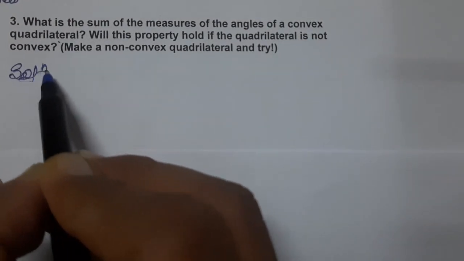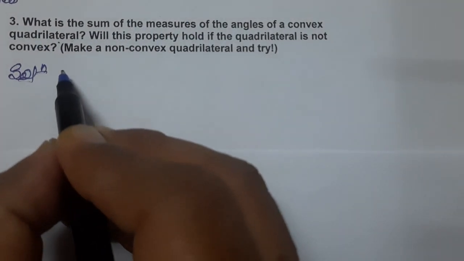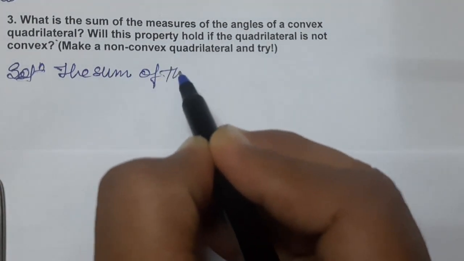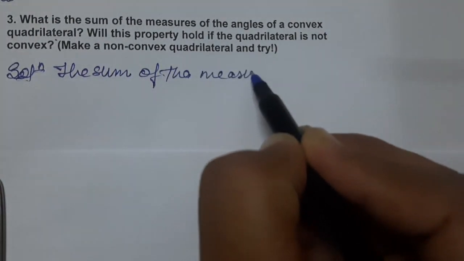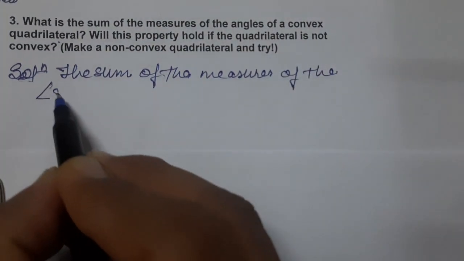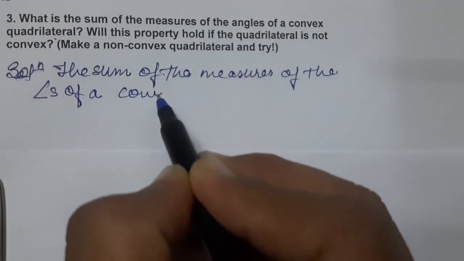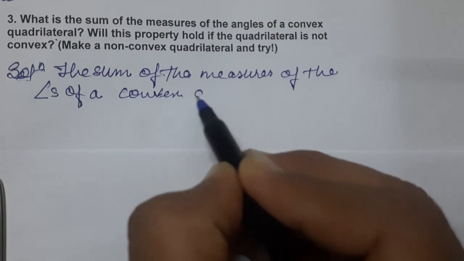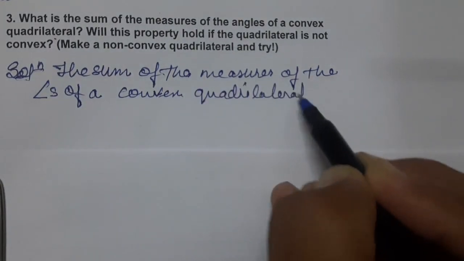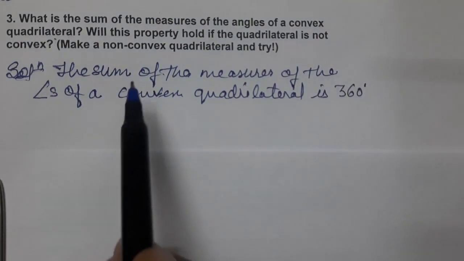Solution. What is the sum of the measures of the angles of a convex quadrilateral? The answer to the first one is: the sum of the measures of the angles of a convex quadrilateral is 360 degrees.